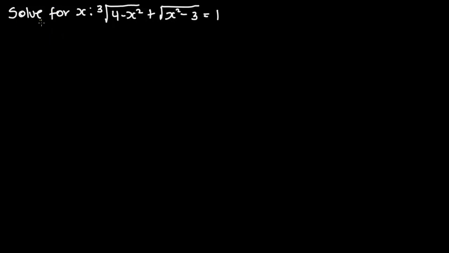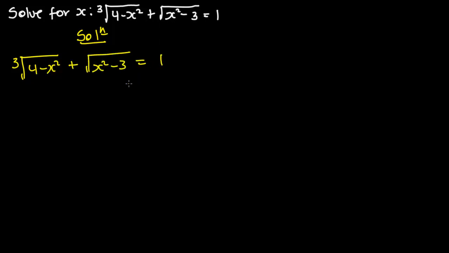In this video we are asked to solve for x from this equation, so stay tuned and let's learn together. From the question we were given the third root of 4 minus x squared plus the square root of x squared minus 3 is equal to 1.